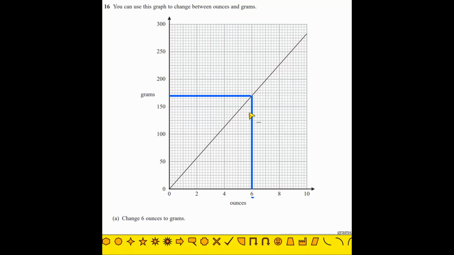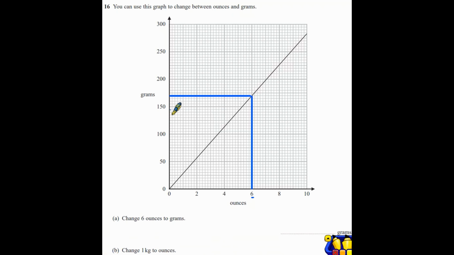So from 6 ounces up to the line and across. We need to look at the scale here, and in fact it's going from 150 to 200, so that's 50 in 10 steps. So each square is 5, so 155, 160, 165. That line there is 170. So that's the answer, 170 grams.